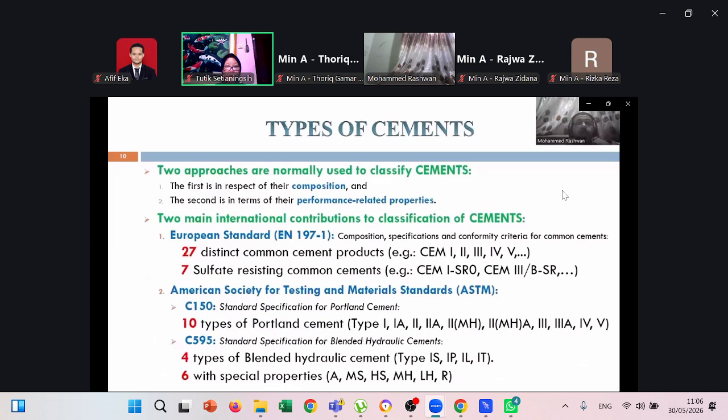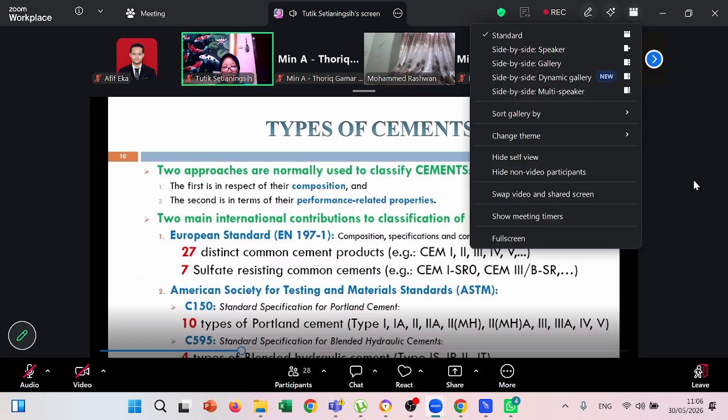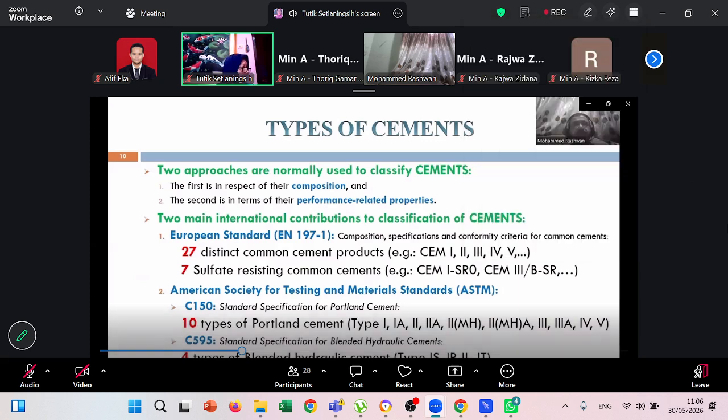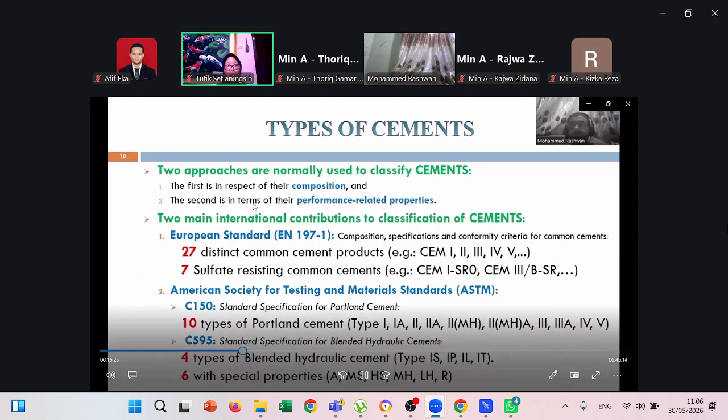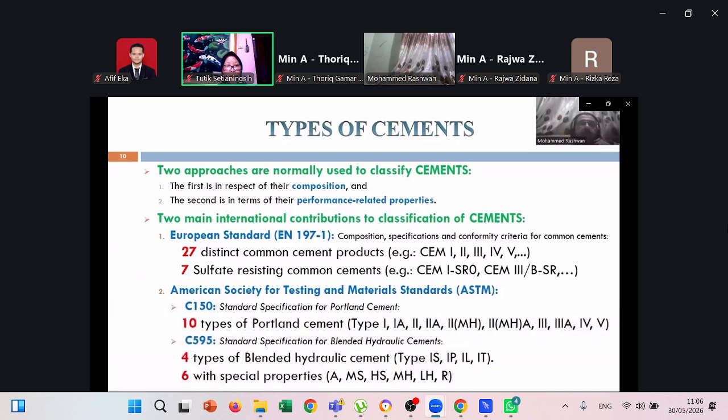Now, we would like to speak about types of cement. There are two approaches normally used to classify cement. The first approach is based on the composition, and the second approach is based on the performance, like strength over time. Two international classifications of cement are widespread. The first one is the European Standard EN 197-1, titled Composition, Specifications and Conformity Criteria for Common Cements.